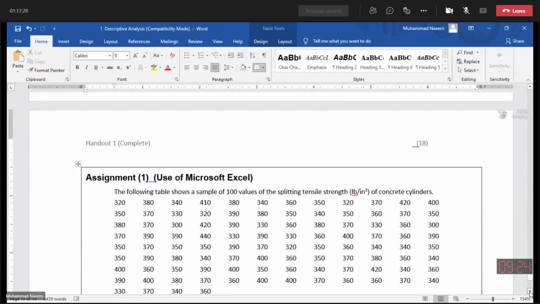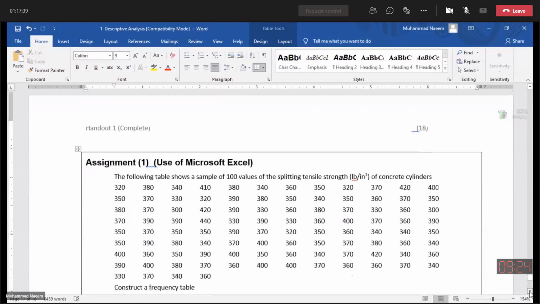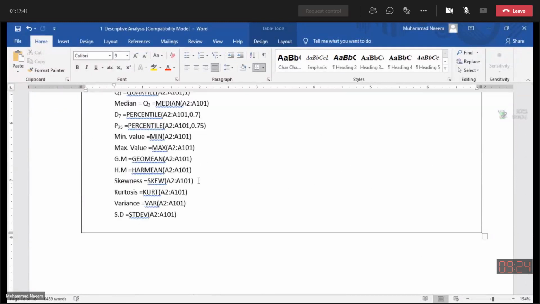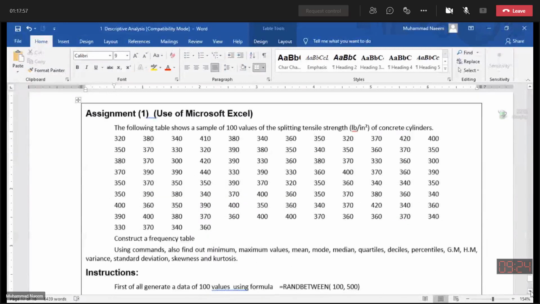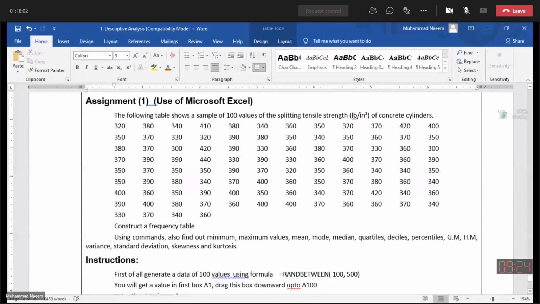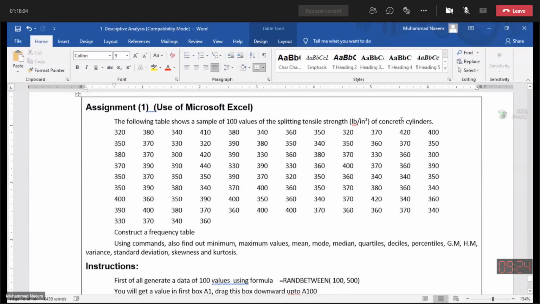You have to first submit to your CR, and CR will make a folder. And the weightage of this assignment is 5 marks. If we have some other assignments, we will reduce its weightage.